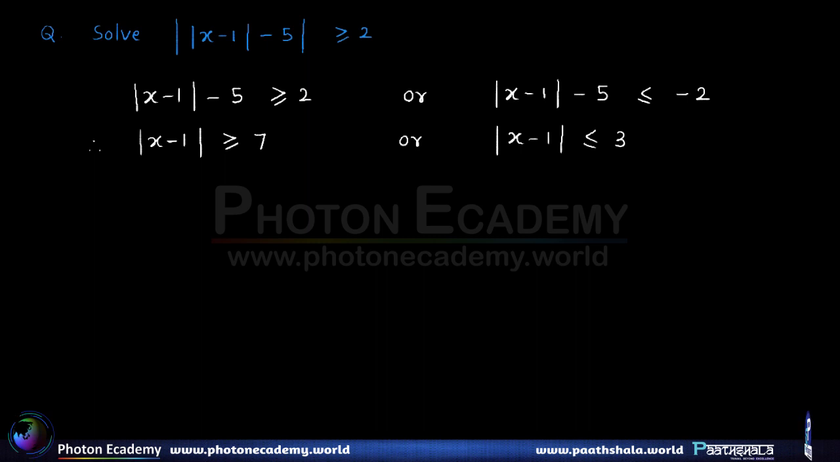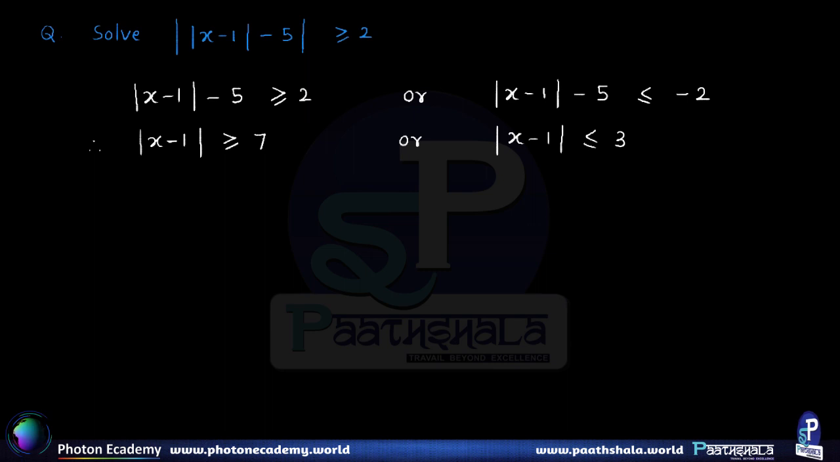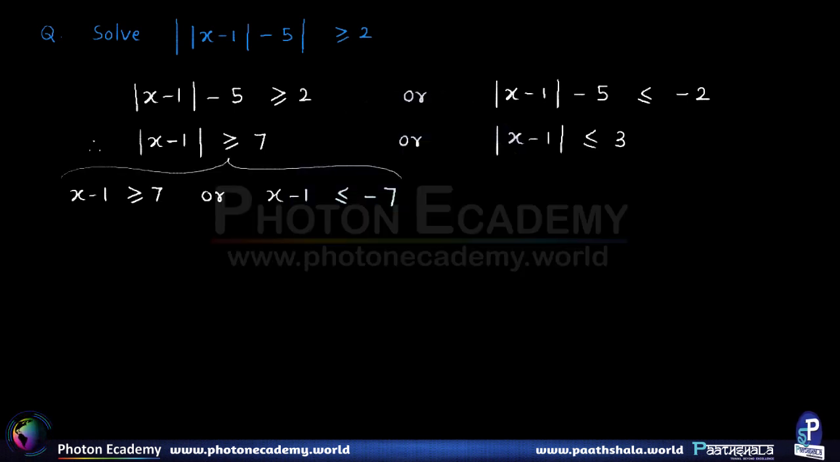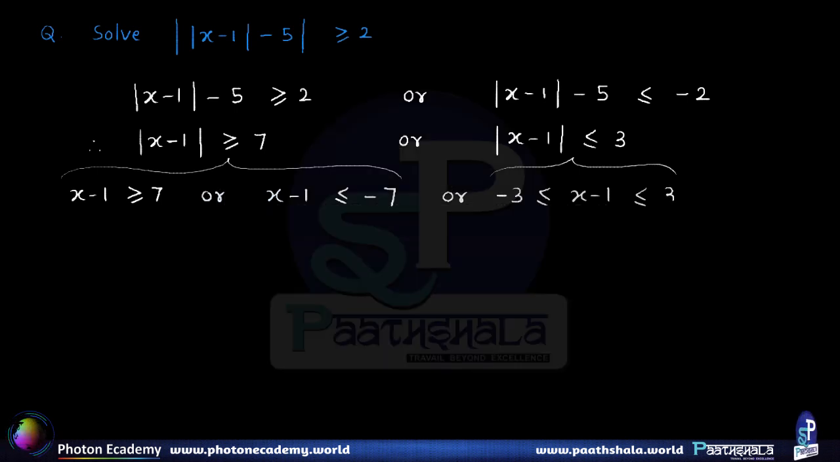Now if you see the first possibility, once again we have some modulus greater than or equal to a number, that is 7 here. So that means we must have x minus 1 greater than or equal to 7, or x minus 1 less than or equal to minus 7. So these two conclusions are derived from the first part. Now we also have the second part: if mod of some number is less than 3, then that quantity must lie between minus 3 and 3, right? So this is the other possibility.